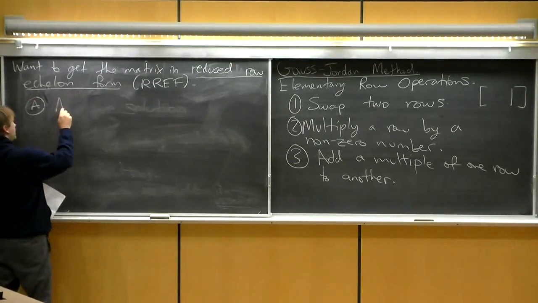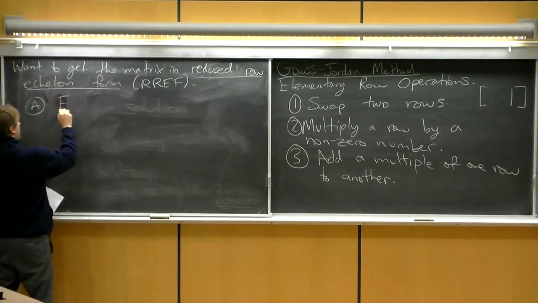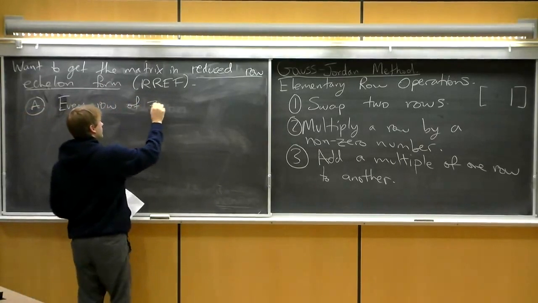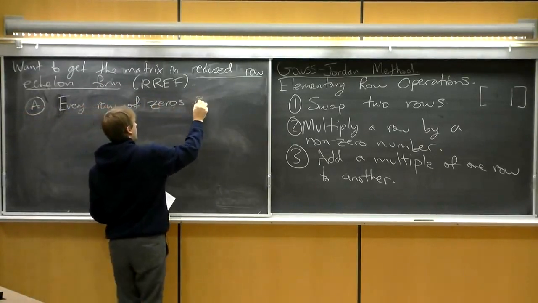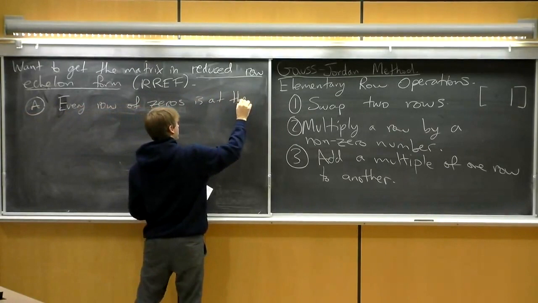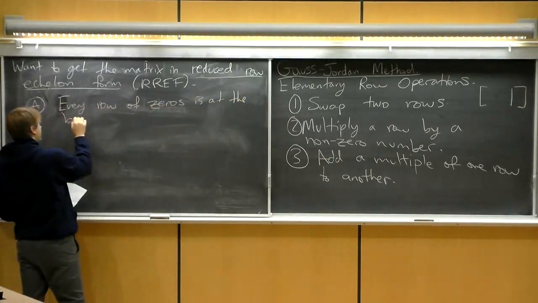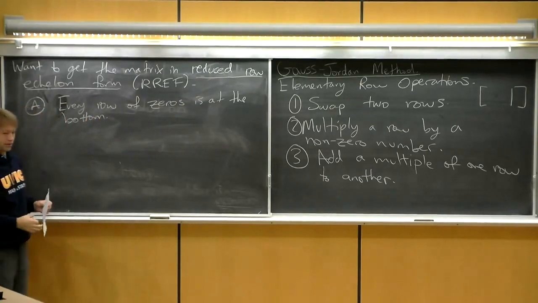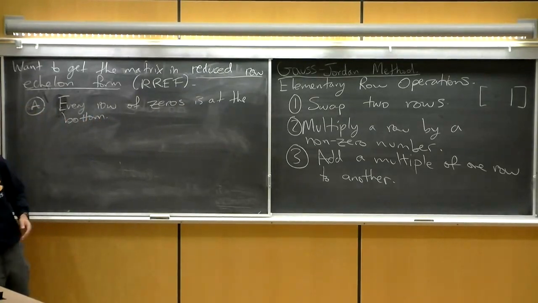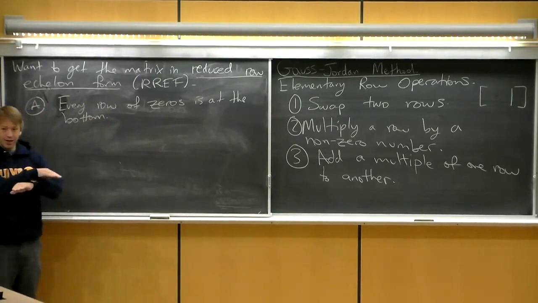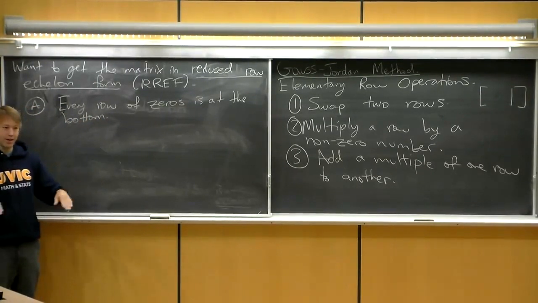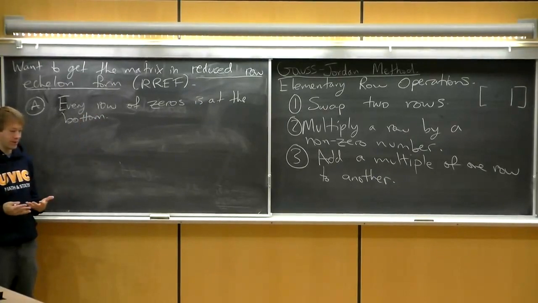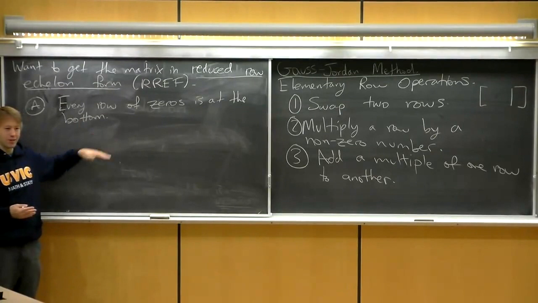The first property is that every row of zeros is at the bottom of the matrix. When I say a row of zeros, I mean a row which is literally 100% zeros. At this point you might think, I don't even know why there would be a row of zeros, but all we're saying is that they have to be at the bottom.